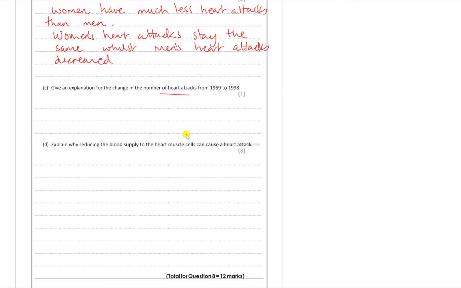Explain the change in the number of heart attacks from 69. So there was a point where smoking became really bad. It was not cool anymore. So people gave up smoking and maybe drinking. They also did more exercise.